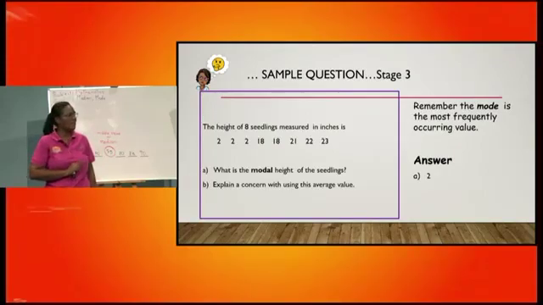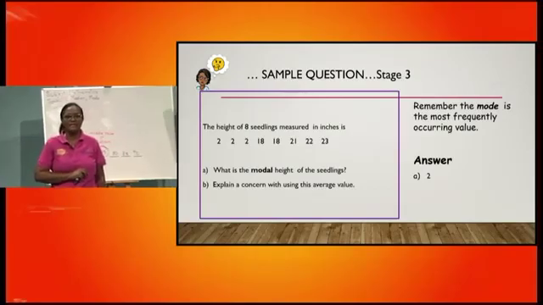The mode does not require much calculation, but it is an essential tool for categorical data. That's all the time we have today for maths lessons.